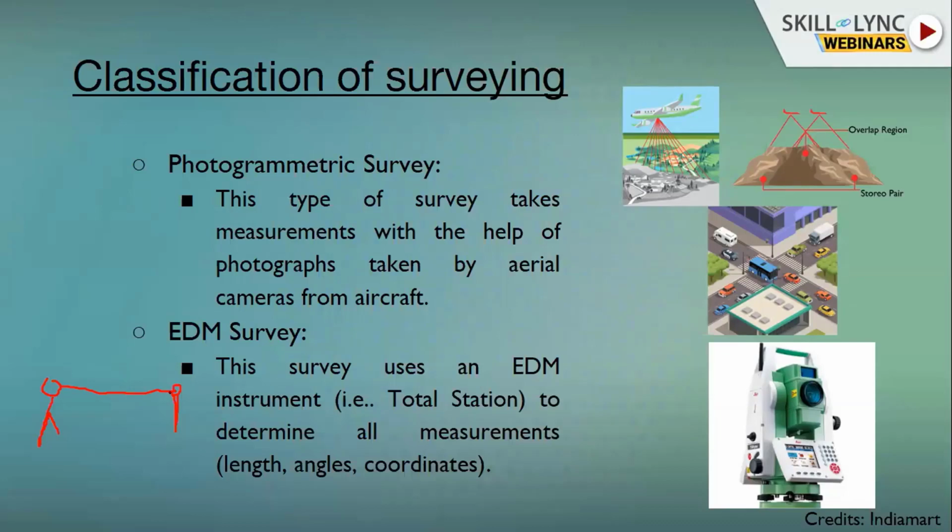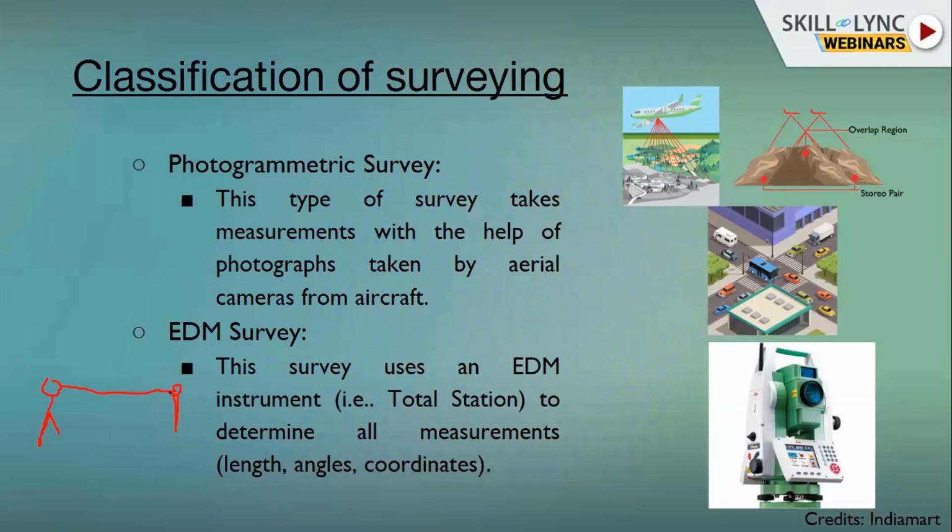And coming to photogrammetric survey, all the methods up to EDM you have to go to the field and do. But here, you're going to do the survey based on images. And here also you have two different types: terrestrial photogrammetry and aerial photogrammetry.